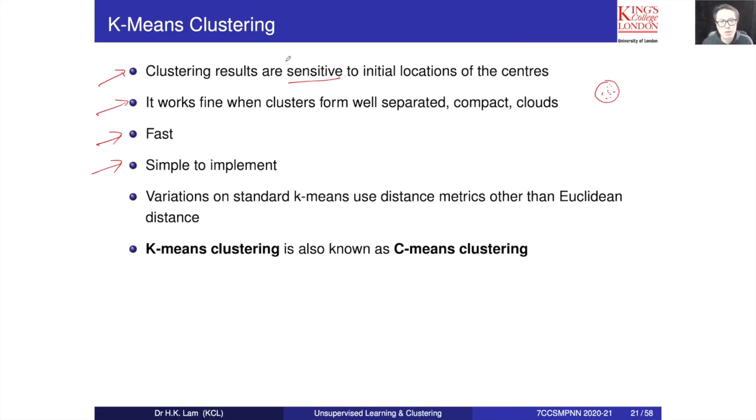Okay. So in the literature, we have different variations of k-means clustering, with different kinds of metrics used to implement the method, and k-means clustering is also referred to as c-means clustering. They refer to the same algorithm.